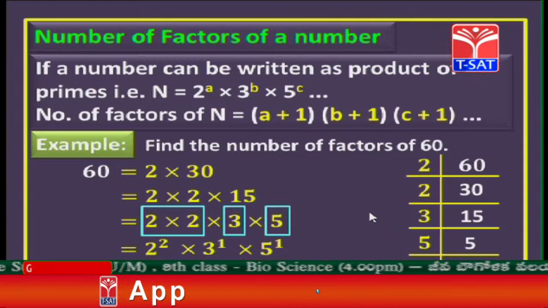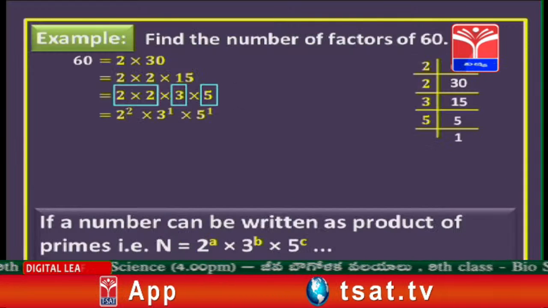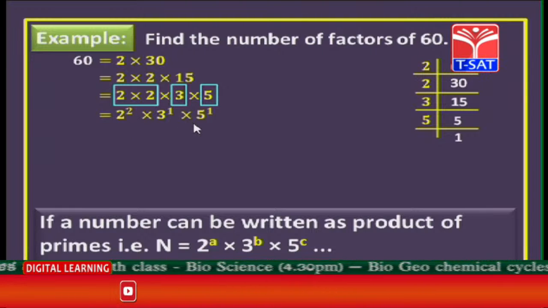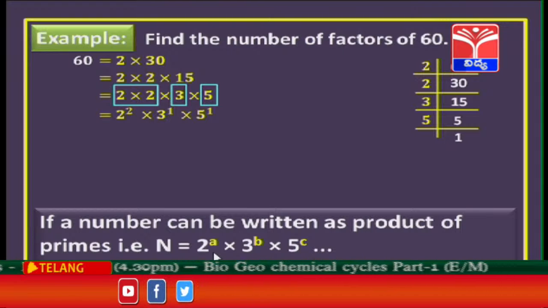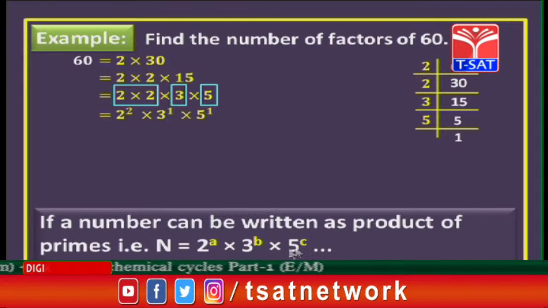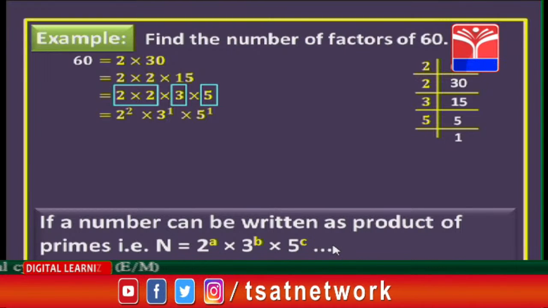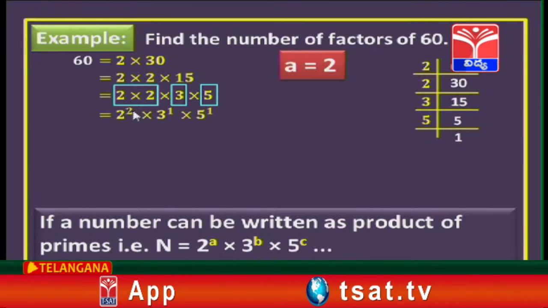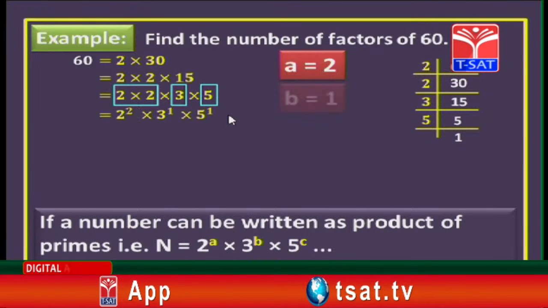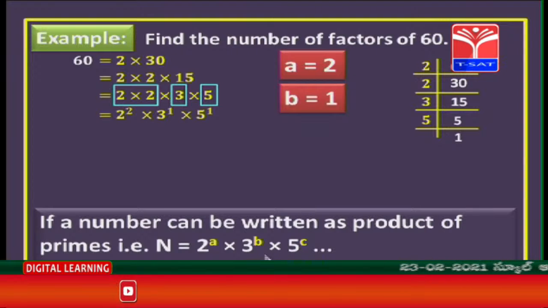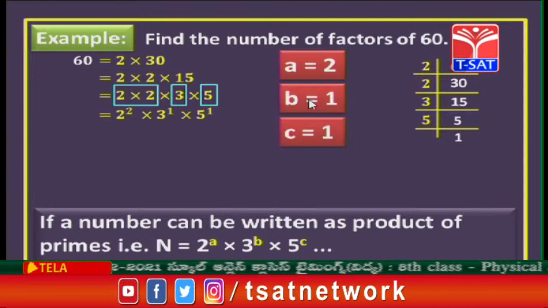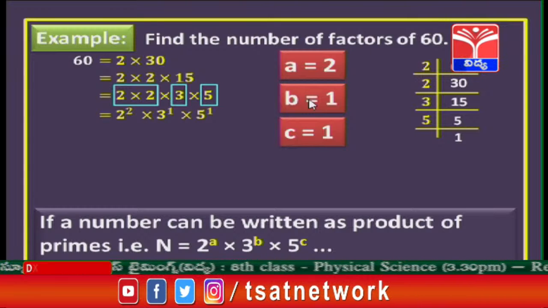Now, let us see how to find the number of factors, children. If we compare this 2 to the power of 2 into 3 to the power of 1 into 5 to the power of 1 with 2 to the power of a into 3 to the power of b into 5 to the power of c, what do you get, children? Yes, I get a is equal to 2. In place of 2 to the power of a, I have 2 to the power of 2, that means a is equal to 2. Then we have 3 to the power of b, in place of b I have 1, so b is equal to 1. Now, what about c, children? Yes, that is also equal to 1.